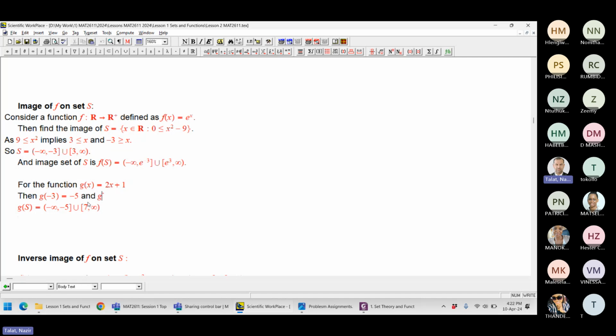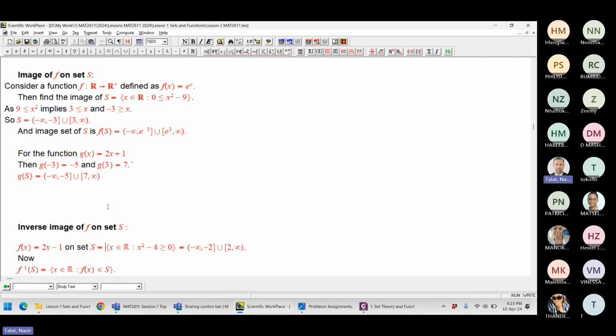And also the value of g at plus 3, because the other part of S starts from plus 3. If we put plus 3 over here, we will get the value 7 in the range set. So it means that g of S, the image set of S under g, is minus infinity to minus 5 union 7 to infinity. And this is also the way that we can define the inverse image of f on set S. So inverse image is also a way to compute the inverse of a function.